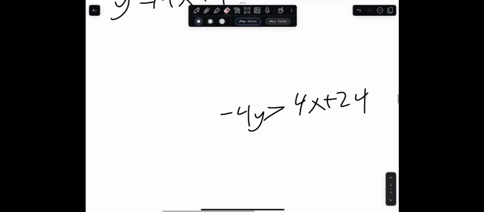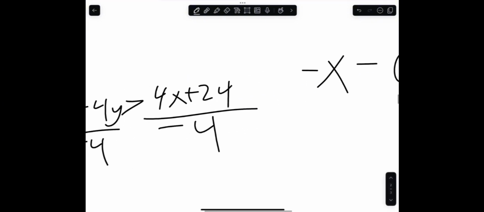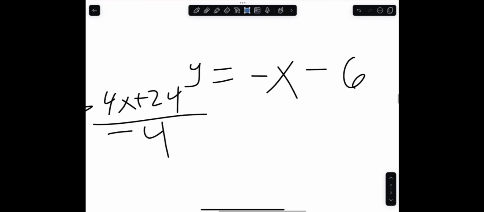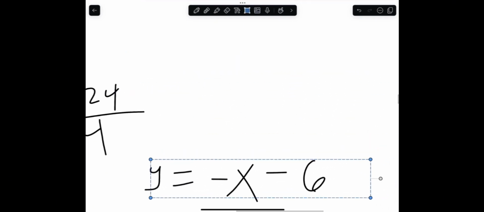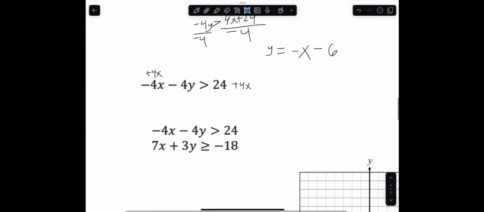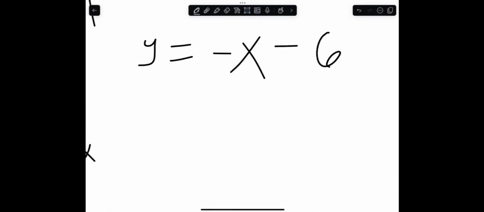And now to isolate the y, we're going to divide by the coefficient, so negative 4, and divide everything by negative 4, on the left and the right side. And then we should finish off with y equals negative x minus 6. Oh wait, I'm sorry. It is greater than negative x minus 6. We'll fix that in a bit. I just realized that now.